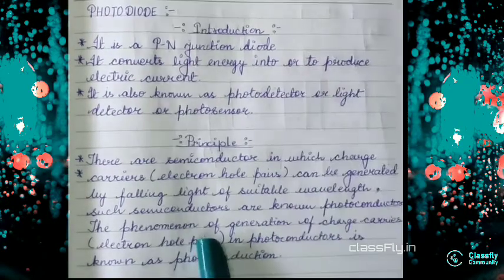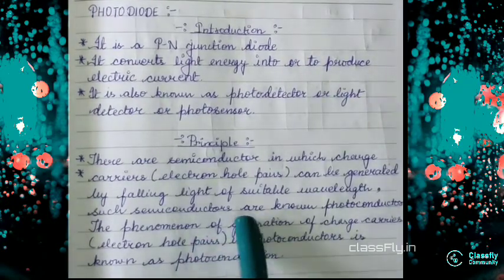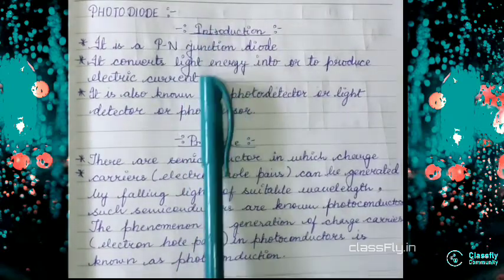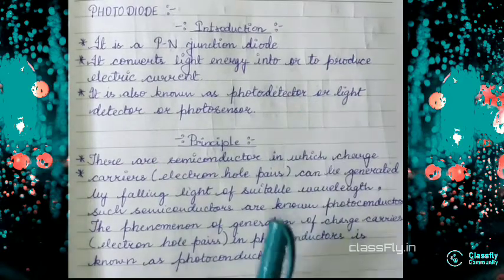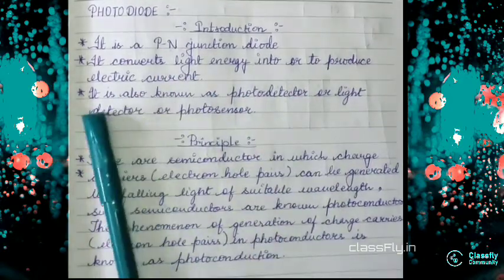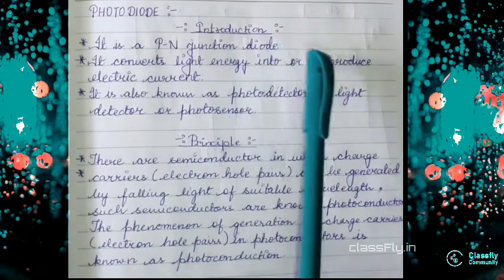So today we will deal with one of the optical devices, that is the photodiode. And what is a photodiode? It converts light energy into electrical energy. So it works just the opposite of the LED. Okay, so, introduction: it is a PN junction diode.